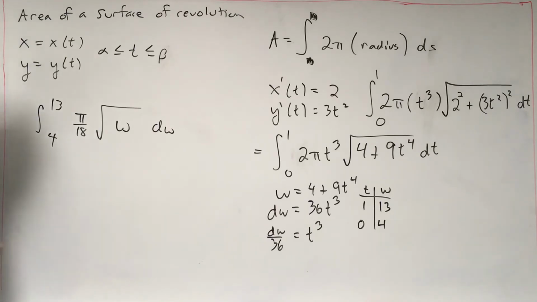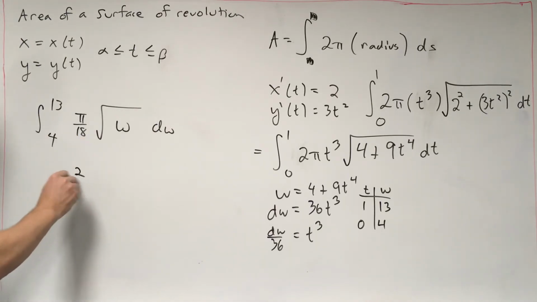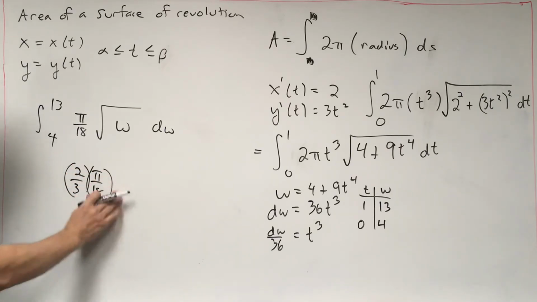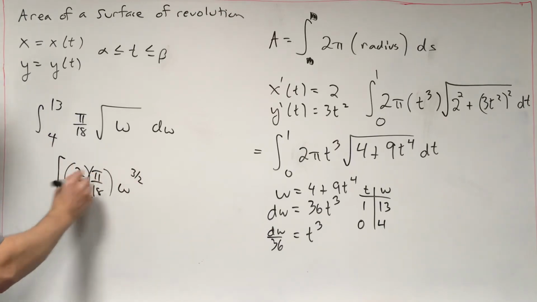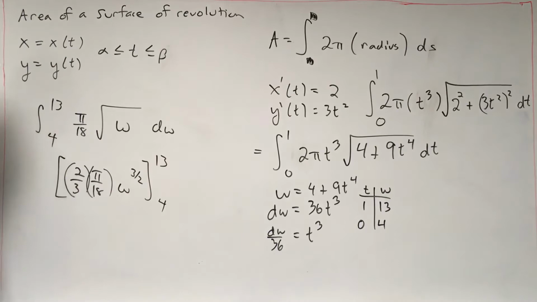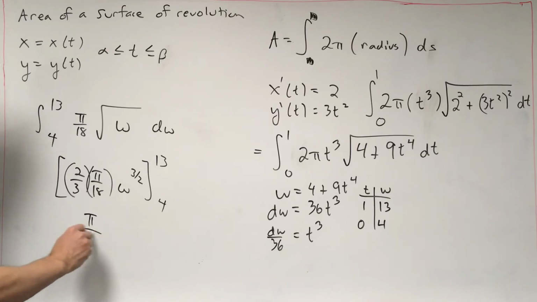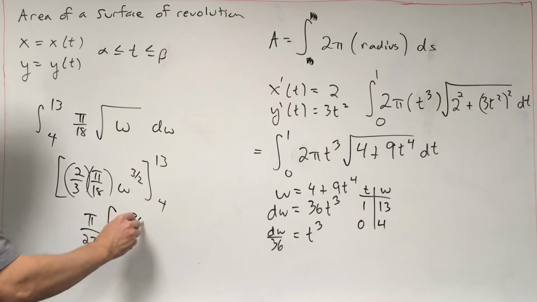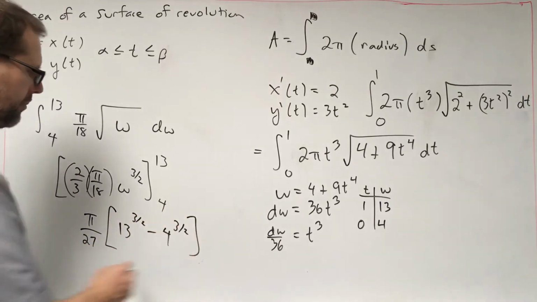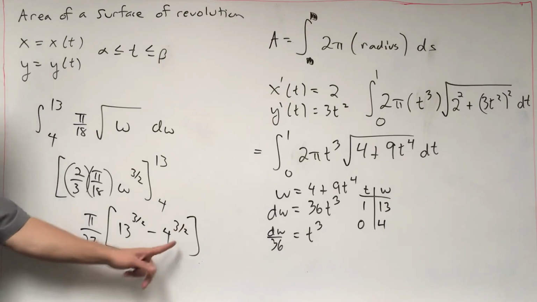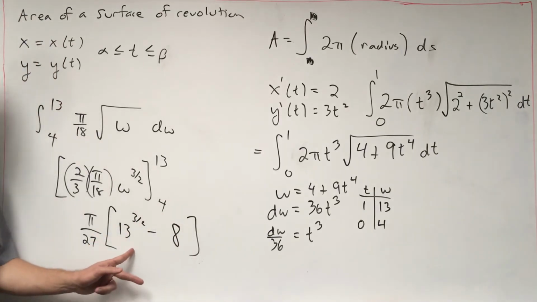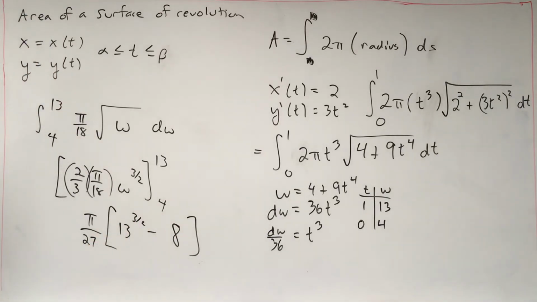And so that's pretty easy to anti-differentiate. We just need to multiply by 2/3 because we're going to have w to the 3/2 as our antiderivative, and evaluate from 4 to 13. And so in our case, we're going to get pi over 27 times 13 to the 3 halves minus 4 to the 3 halves. And while 4 to the 3 halves is 8, and so that's kind of nice, 13 to the 3 halves, not so nice. And so we'll leave that alone.